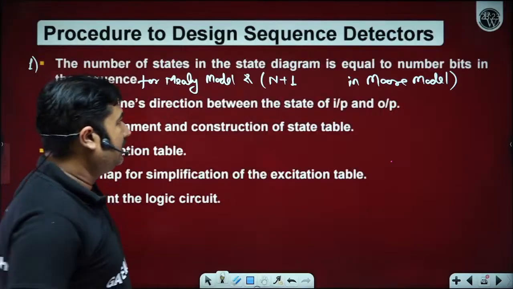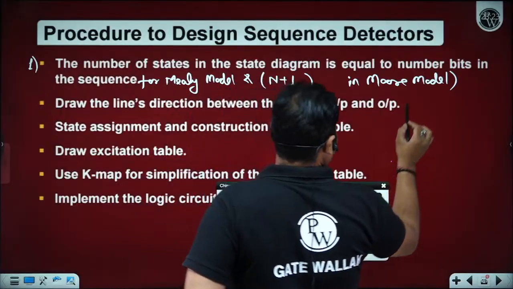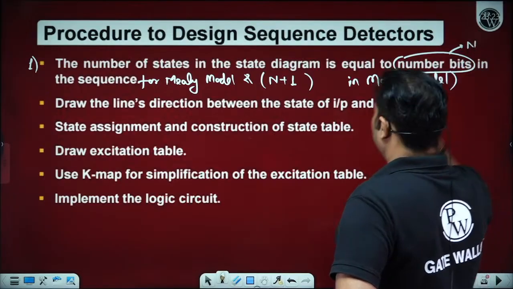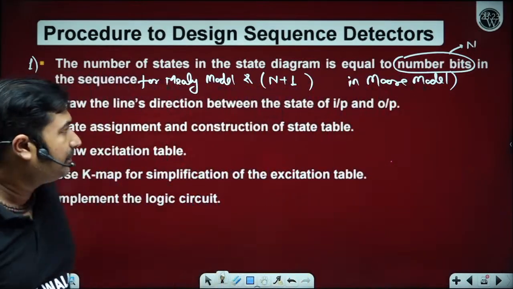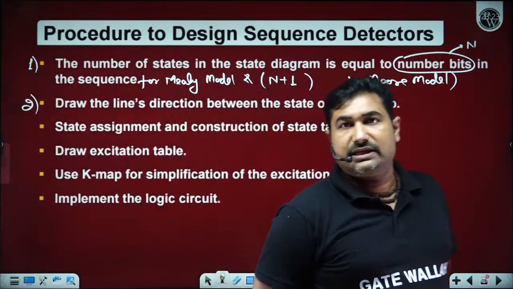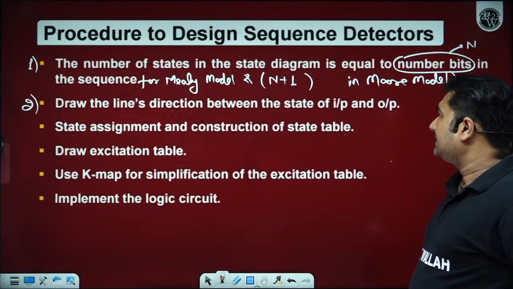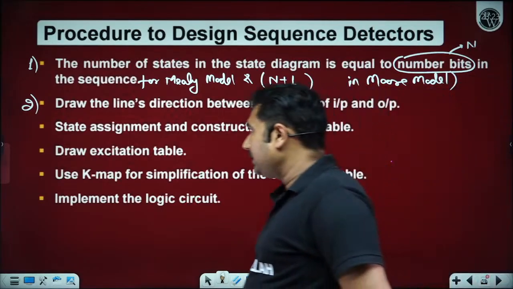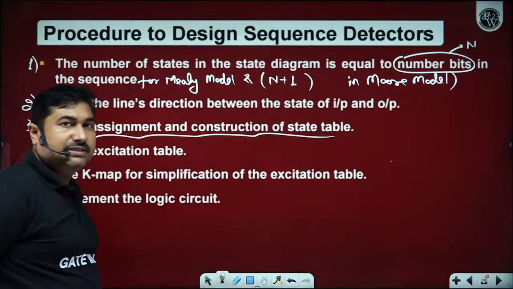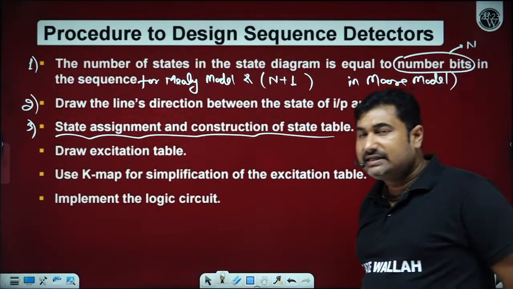Is it okay? Where capital N represents the number of bits. Next, draw the line directions between the state, input and output. Third, state assignment and construction of the state table. We have to assign the states and then construct the state table.